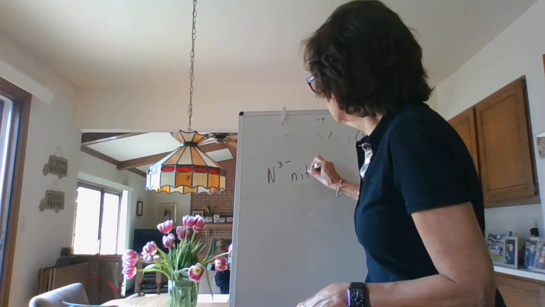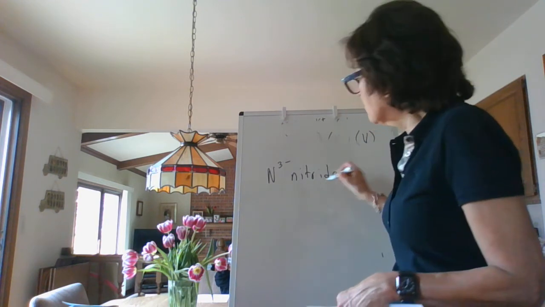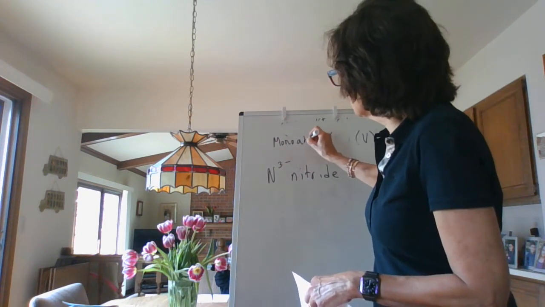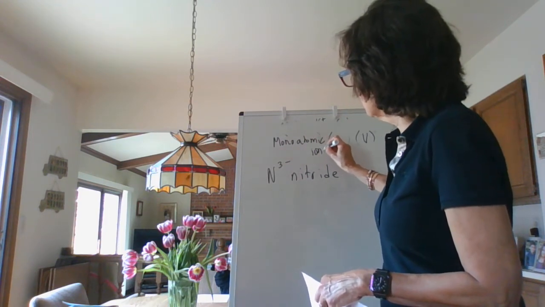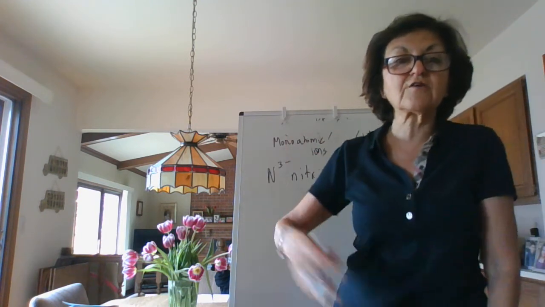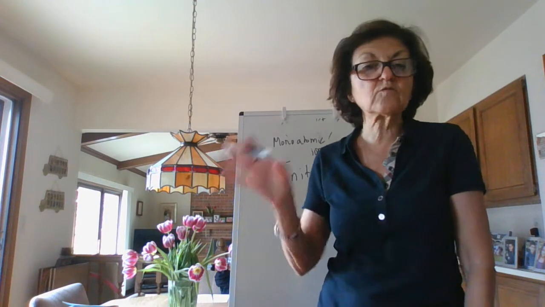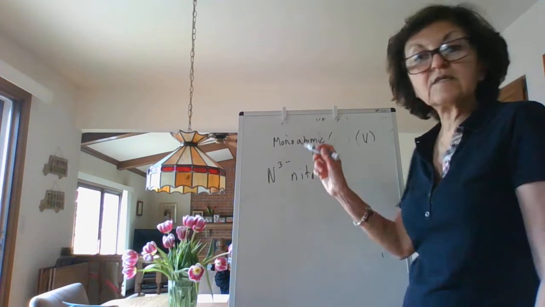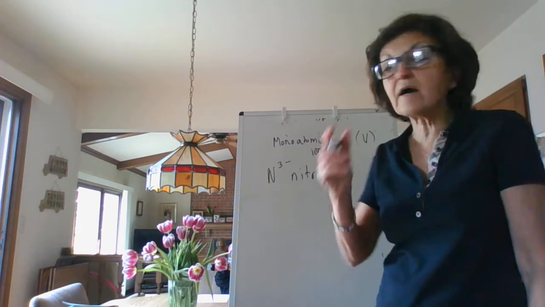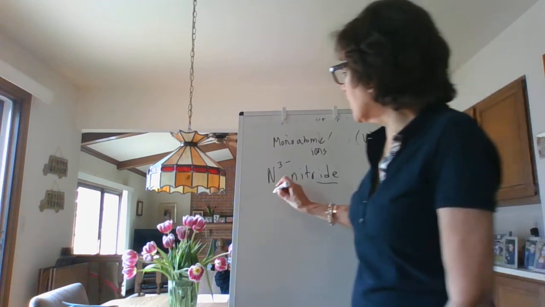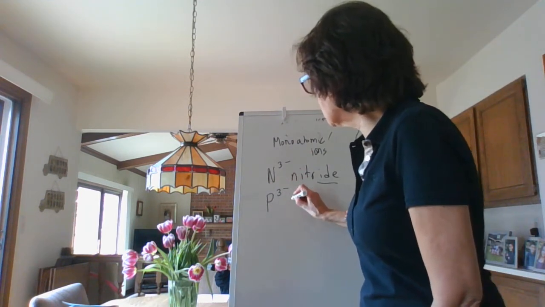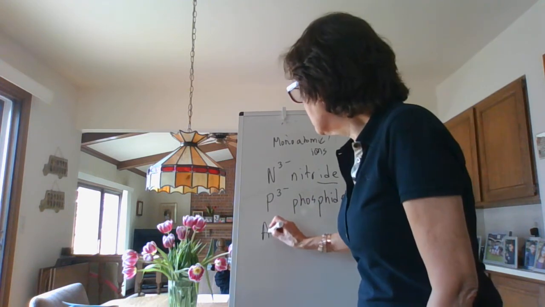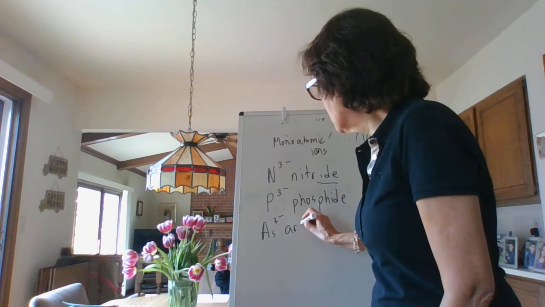Not nitrite or nitrate, always these monoatomic ions, not polyatomic. The polyatomics are going to be the nitrates and sulfates and nitrites, and we'll get into all of that later. But the monoatomic ions always end in the nonmetals, the anions always end with IDE. Nitride. Phosphorus also picks up 3 electrons, becomes phosphide. Arsenic picks up 3 electrons and becomes arsenide.